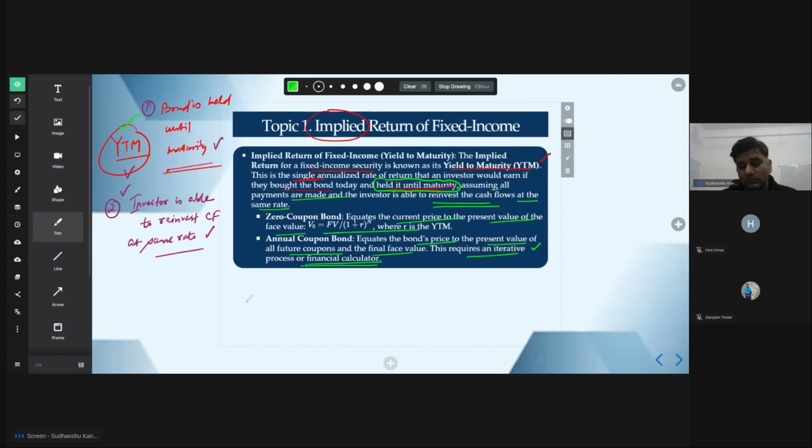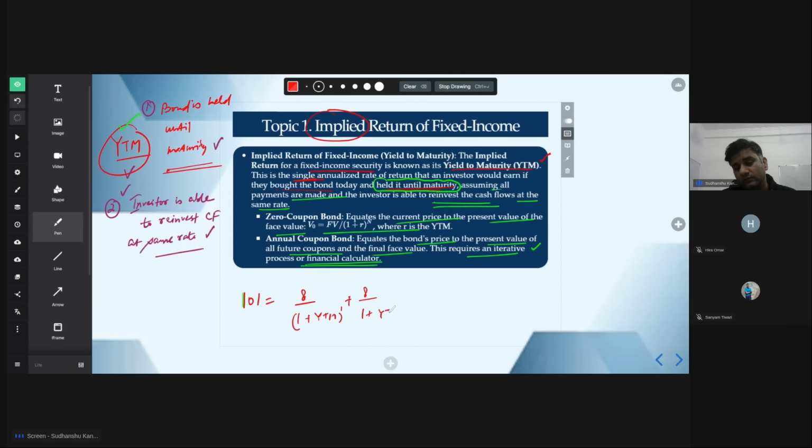Iterative process means that, let's say, the bond present value is 101, and your cash flows are coming at 8 divided by 1 plus YTM, raised to power 1. Again, a cash flow is coming, 8 divided by 1 plus YTM.